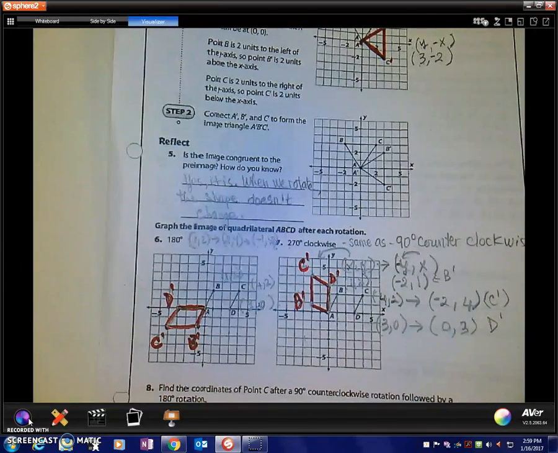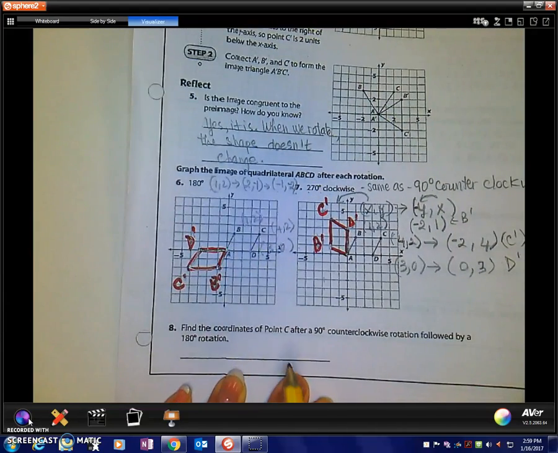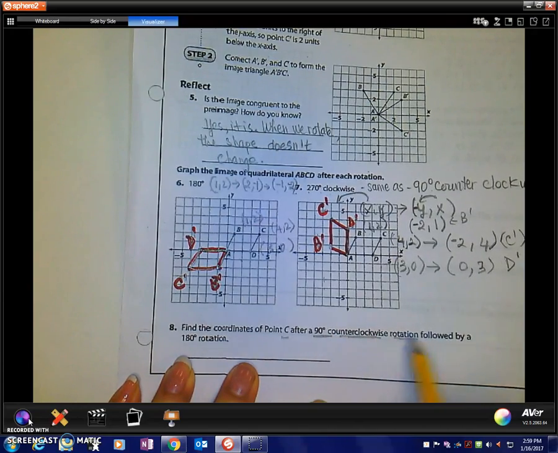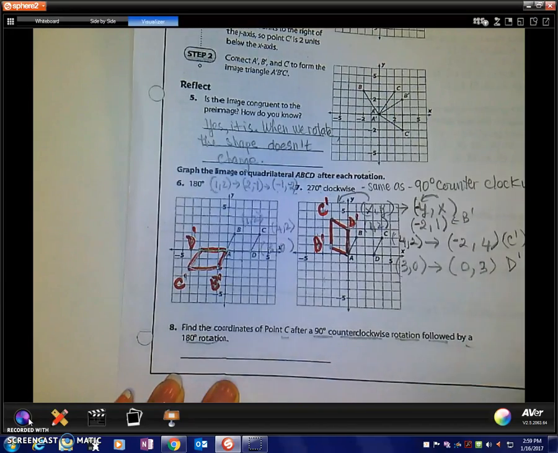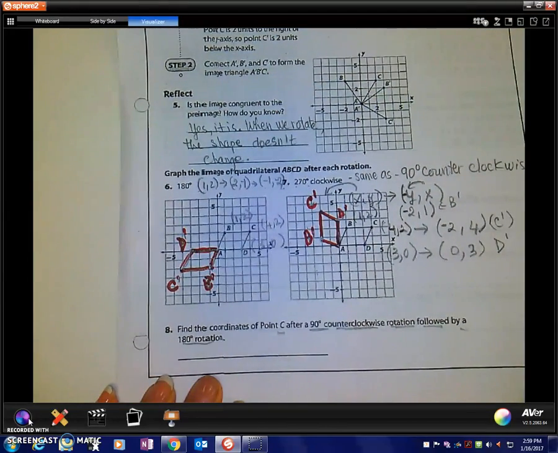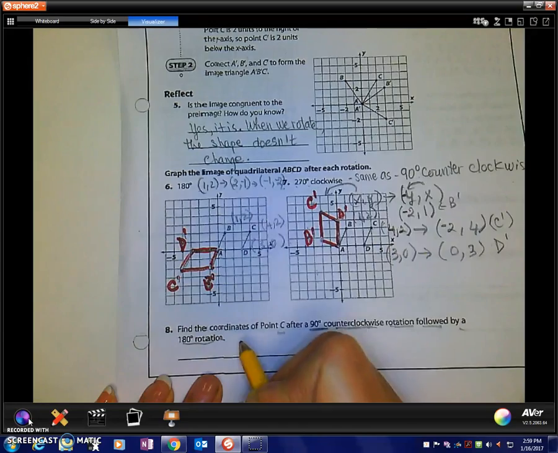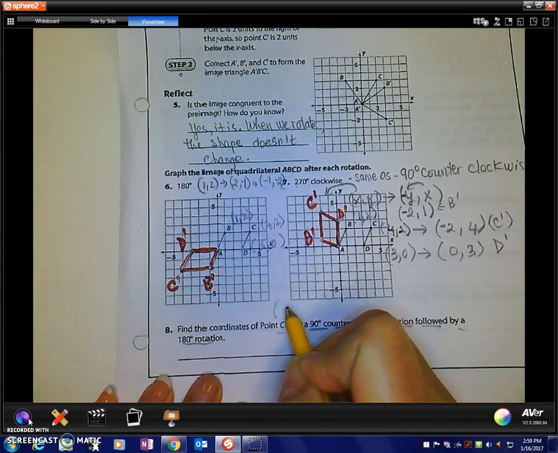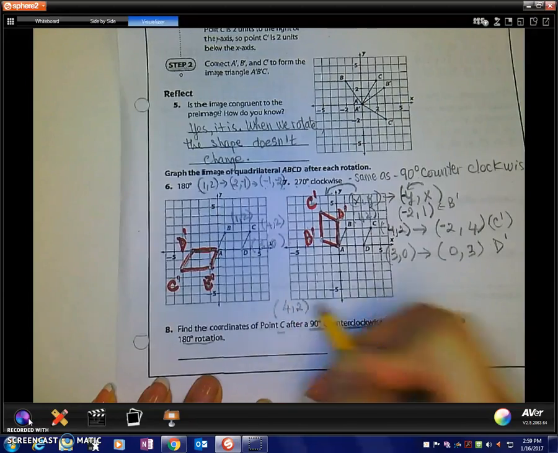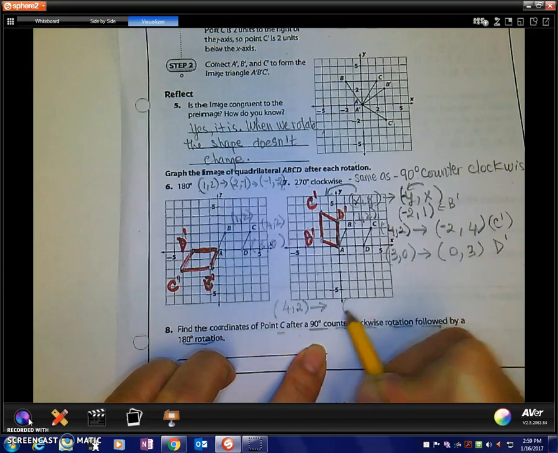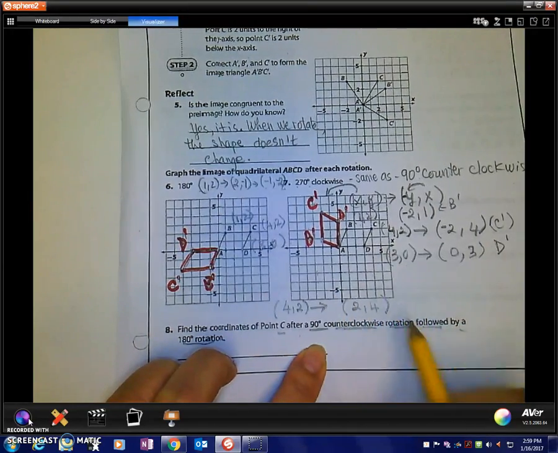Number 8. Find the coordinates of point C after a 90-degree counterclockwise rotation followed by a 180-degree rotation. So point C, our original C right here. Point C is what? It is (4, 2). If we rotate 90 degrees counterclockwise, we flip them, so it becomes 2 and 4, right? So we flip them but counter. So we go this way, so this one becomes negative 2 and 4.